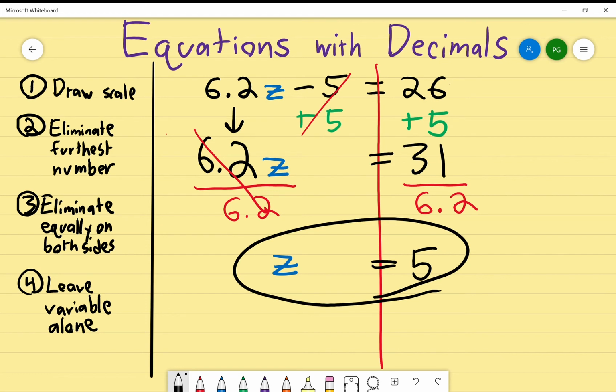Boom! You see, even when you have decimals, as long as you follow the 4 steps on the left and you have a calculator and you use it, you will be fine. There's no reason to stress out whatsoever, okay? Let's go through some more examples so you can be fully prepared.